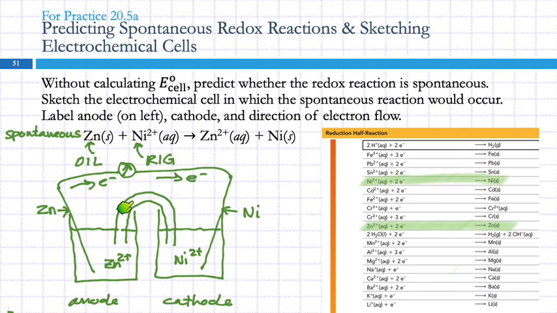And then a lot of times it will also ask you to show the direction of movement of the ions in the salt bridge. So we've got positive ions and negative ions. Which direction are the negative ions going to go? Are they going to go over here, where all the electrons are going? No, they're going to go the other way, because the electrons left, and so this needs more negative charges. So the negative ions are going to go that way, and the positive ions are going to go this way.